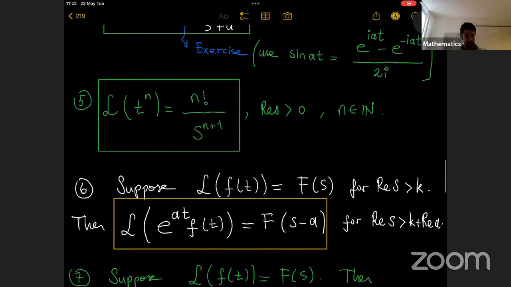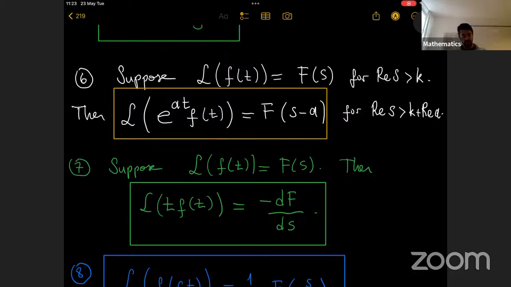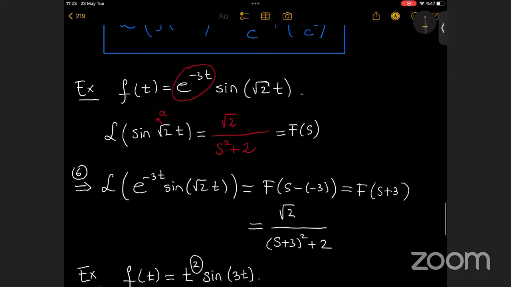The multiplying by t is easy here because you simply differentiate the Laplace transform, okay? All right.